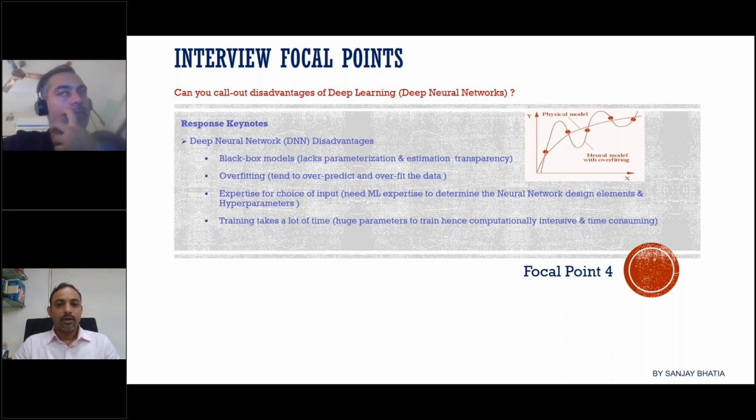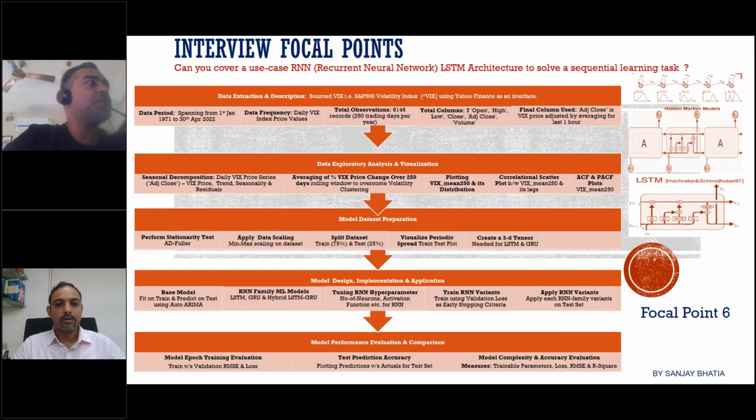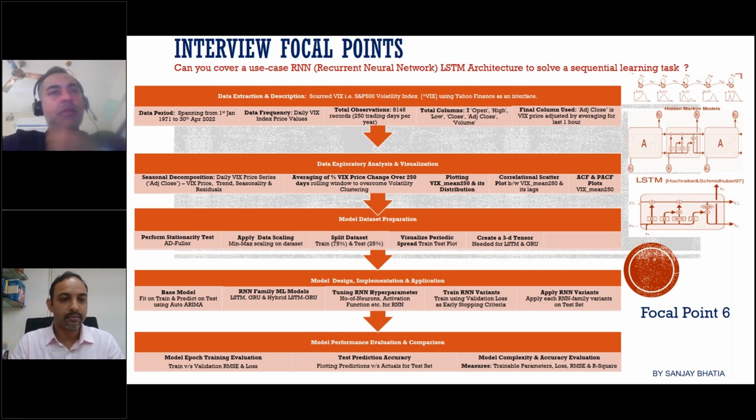Yeah, absolutely. So, going to the next question. What I would like to ask is, if you can cover a use case of RNN, that is recurrent neural network LSTM architecture, to solve a sequential learning task. Any use case example that you can give.